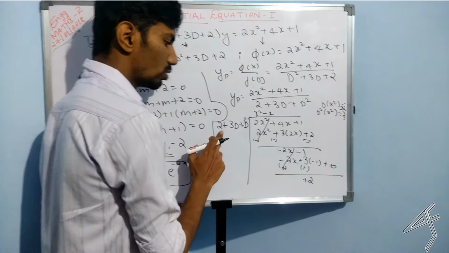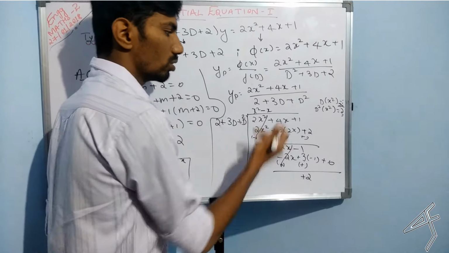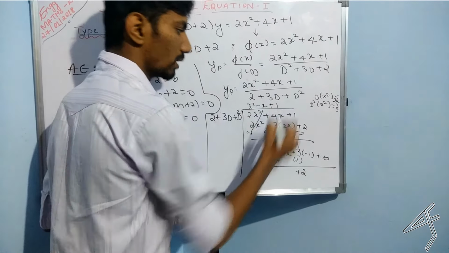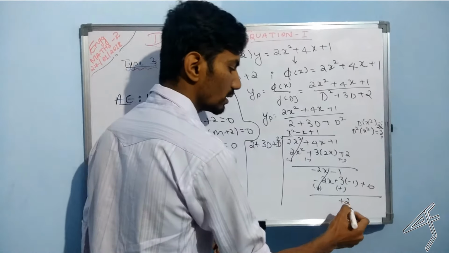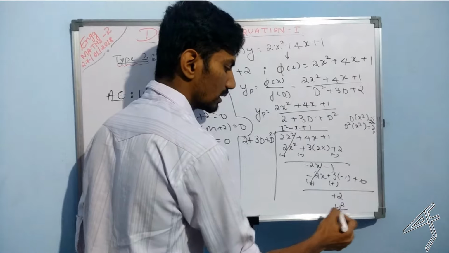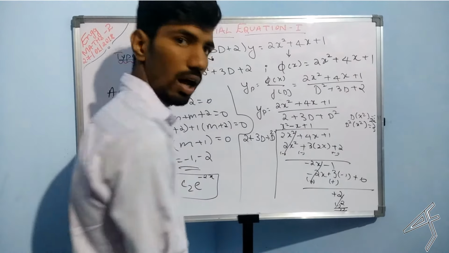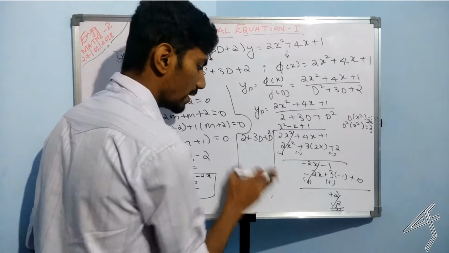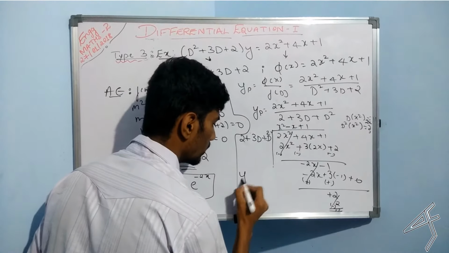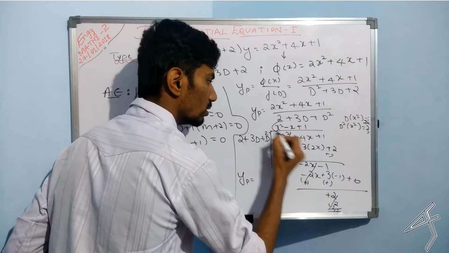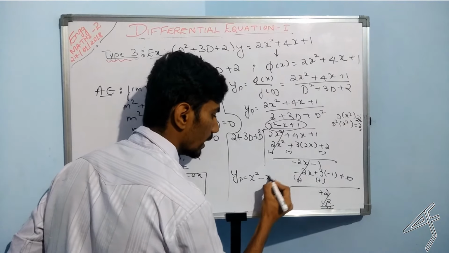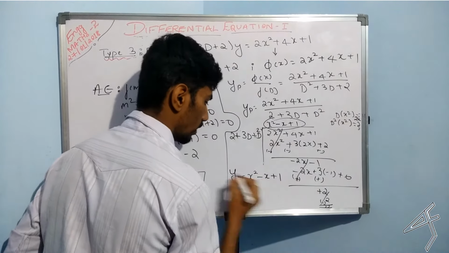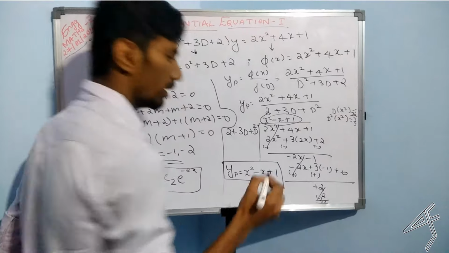Now we have plus 2 here, plus 2 here. So directly we should multiply by plus 1. Correct. So directly if I multiply by plus 1, 2 into 1 is 2. Change the signs. Cancel. Our answer is done. So our yp is equal to this answer, that is x square minus x plus 1. This is our required yp.